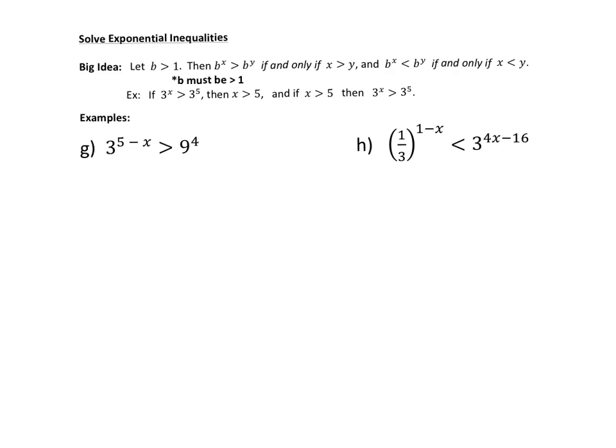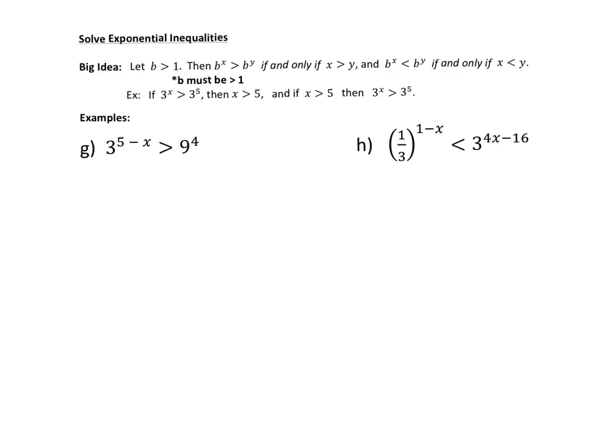Now let's move on to inequalities. Here's our big idea for solving exponential inequalities. Let b be greater than 1. We've talked a bunch about that. Then b to the x is greater than b to the y if and only if x is greater than y, and b to the x is less than b to the y if and only if x is less than y. In other words, b must be greater than 1 for this to be true. So we're going to follow the same steps that we did with equations. However, we have to double check that our base is greater than 1.